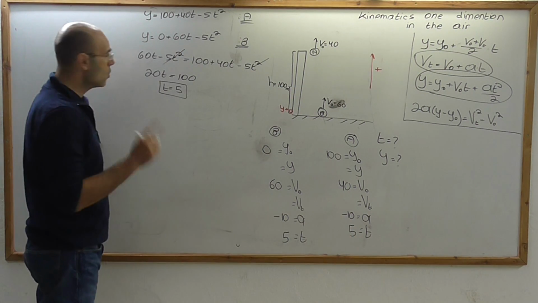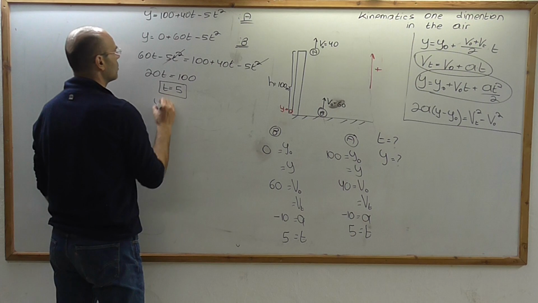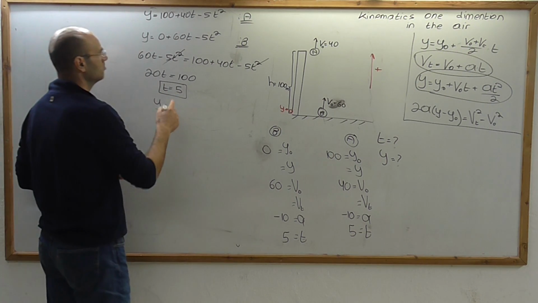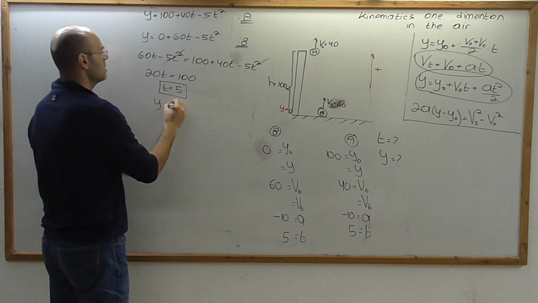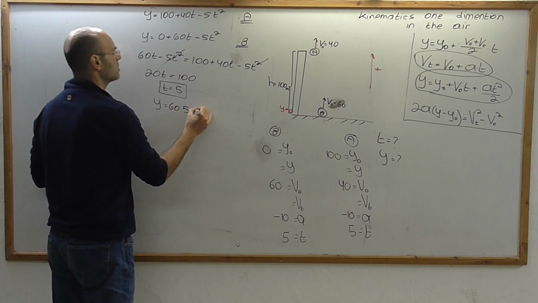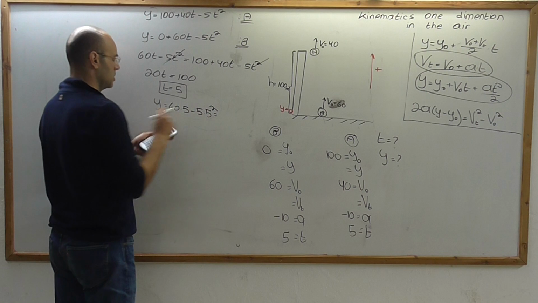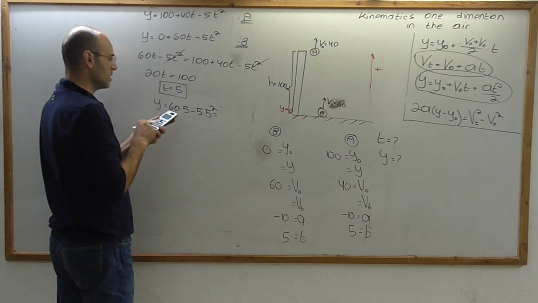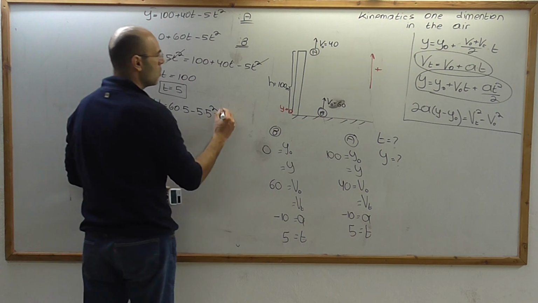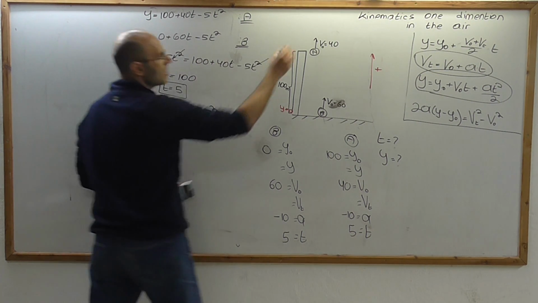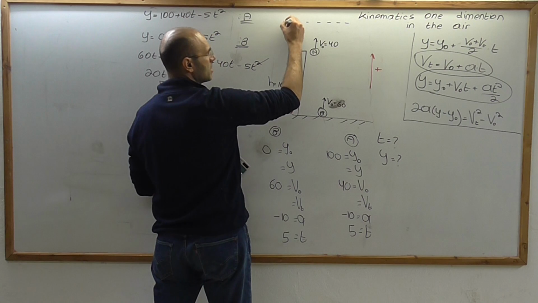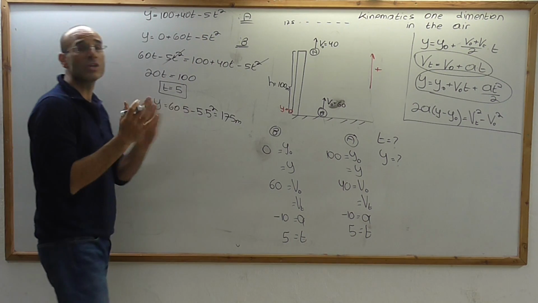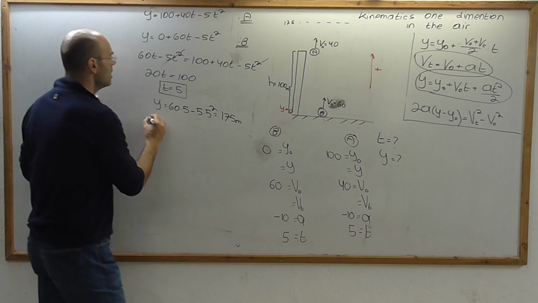Now let's see where they're going to meet. They will meet at y equals, I'll put it here, the 5. 60 multiplied by 5 minus 5 times 5 squared. 175 meters. They meet here somewhere, okay? 175. Let's see what happens to each ball when they meet.